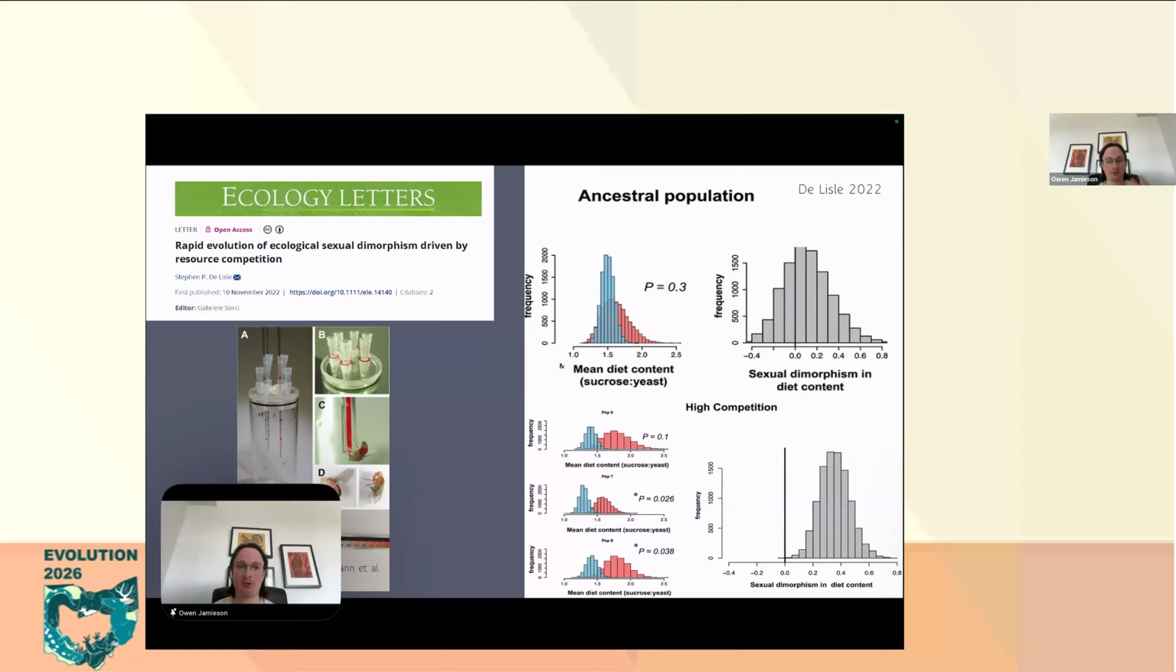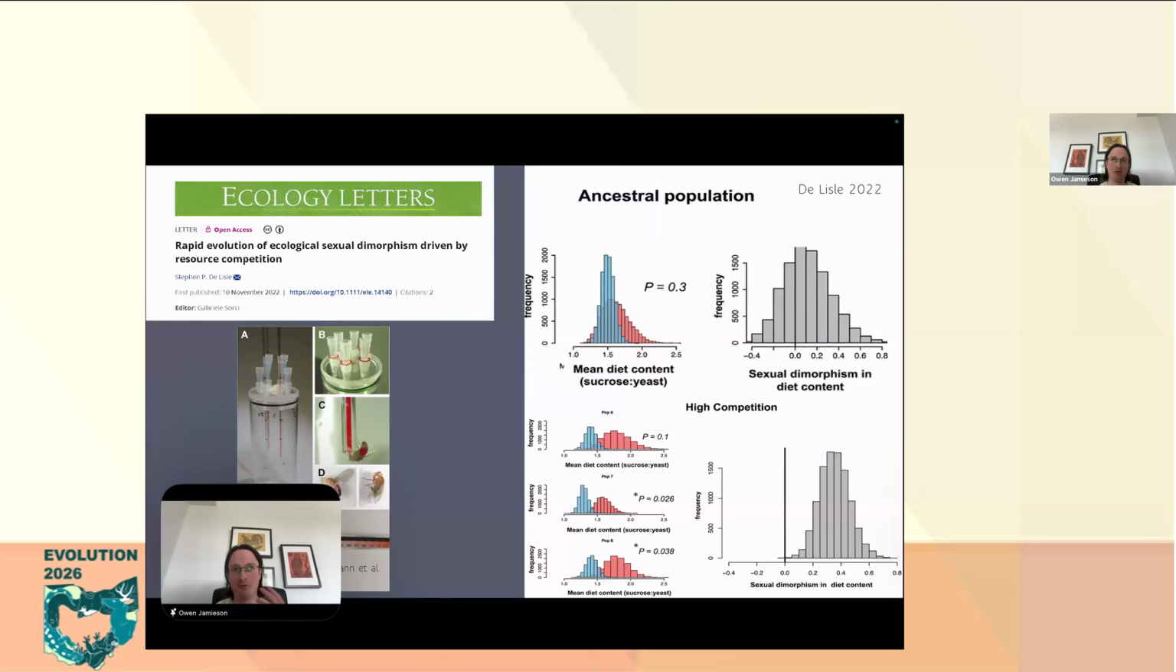And then after only 3 generations, he found that in his high competition environments there was this divergence in diet, where females tend to eat more yeast to sucrose ratio, which is really interesting. So this is the only study that looks at this empirical link, and it was really, really impressive. So it inspired me to build upon this.